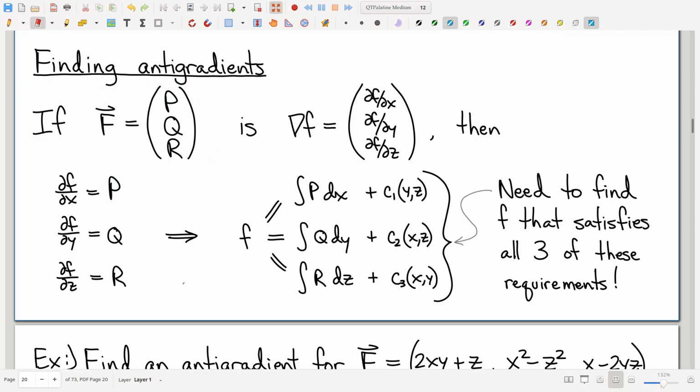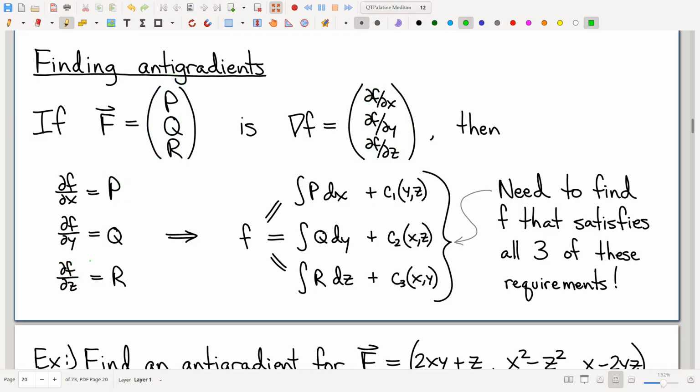So another way to say this, if you want to find an anti-gradient, you have to recognize the vector field as being a gradient. Said differently, you need P, Q, and R to equal these partials of a single function f. In other words, you need these 3 equations. Okay, that's just kind of framing the question.